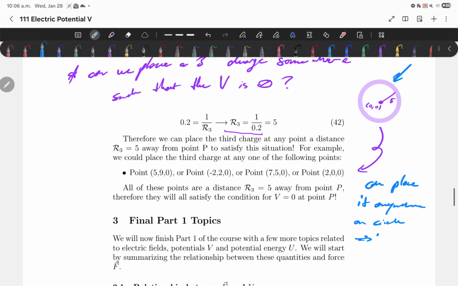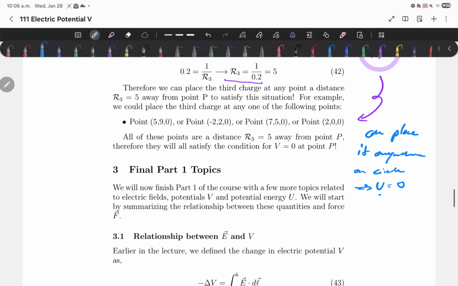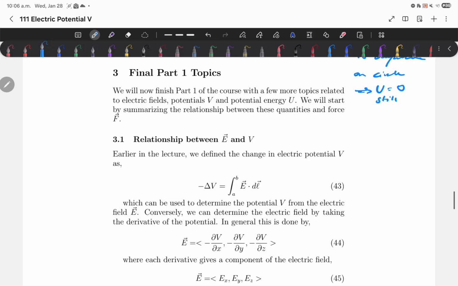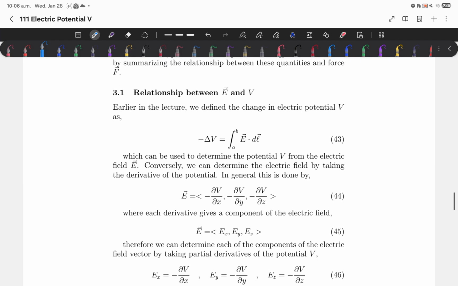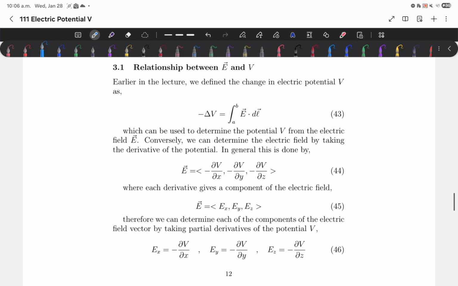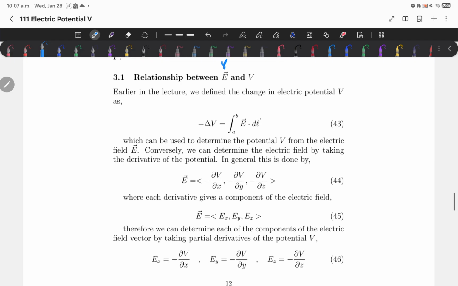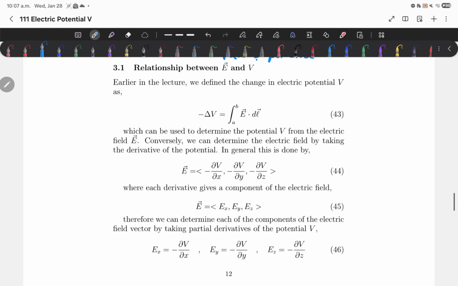Okay, so we have a few more topics here to wrap up part 1 of the course. First, I want to talk about the relationship between all these quantities we've talked about. We've talked about electric field, potential, force, potential energy. Let's start with these two, E and V. Potential difference is the integral of the electric field.